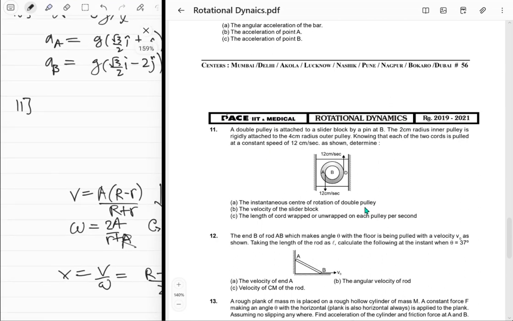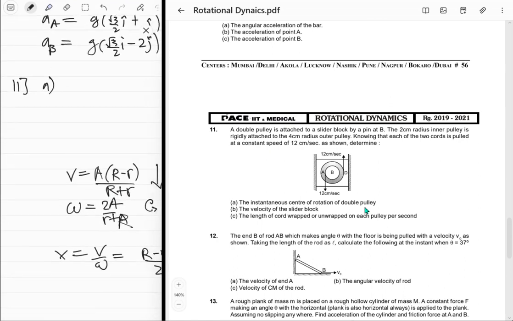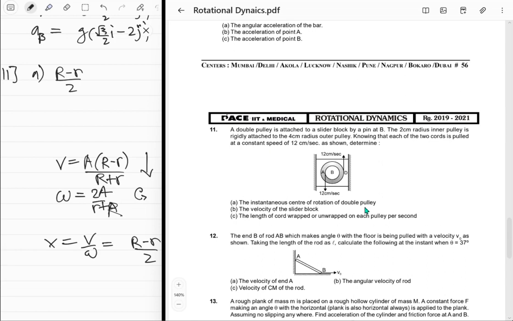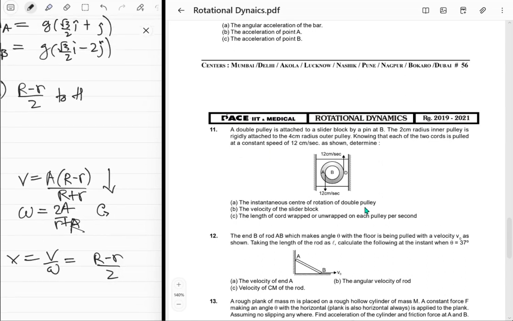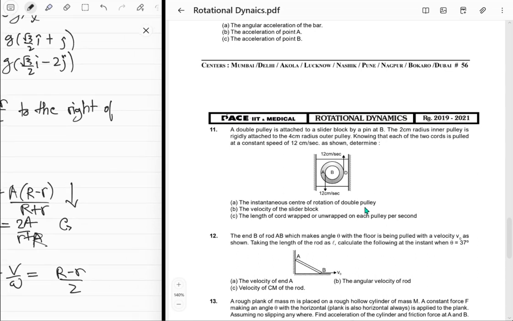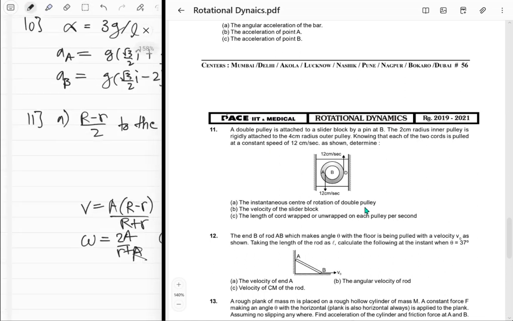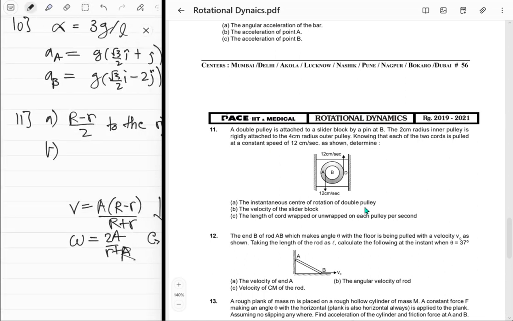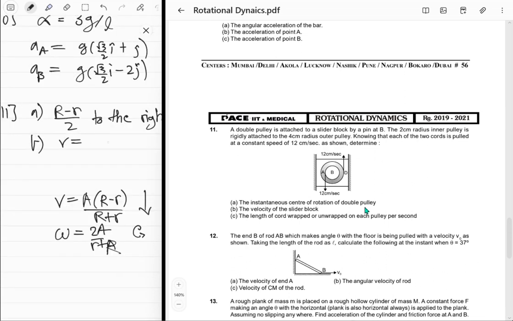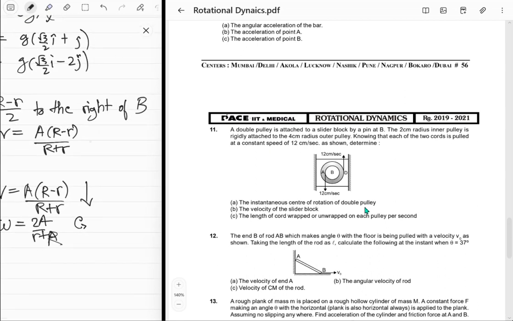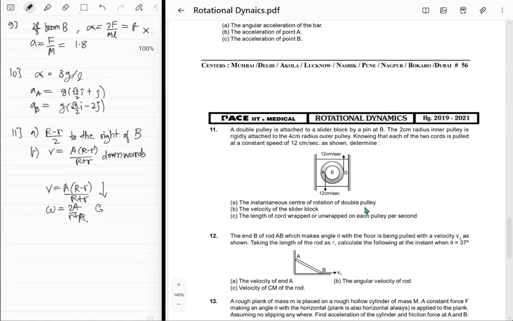A. Distance from the center of rotation of the double pulley. It's going to be capital R minus small r upon 2 to the right of B. Yes? This isn't needed anymore. B. Velocity of the slider block. So V is equal to A times capital R minus small r upon capital R plus small r, downwards. Okay, cool.